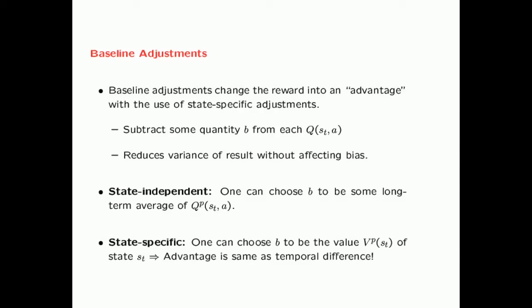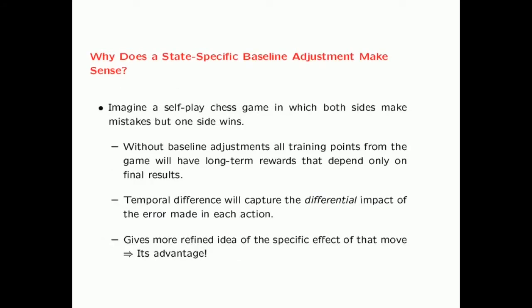This makes a lot of sense because temporal differences carry a lot of intuitive information about the unexpected effect of that particular action. So if a temporal difference is positive, it tells you something unexpected about the long-term rewards with respect to what you expected before knowing that action. That's a very useful kind of quantity to use in order to weight your updates. So let's look at it in a little bit more detail as to why a state-specific baseline adjustment makes a lot of sense.